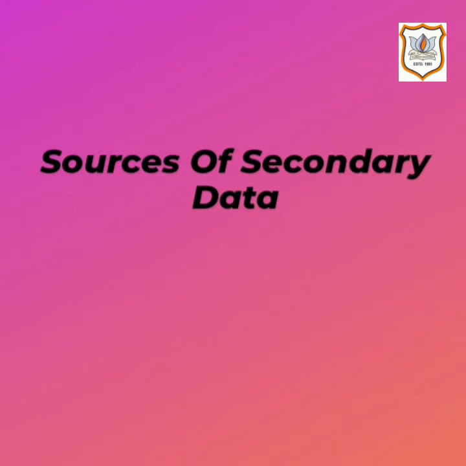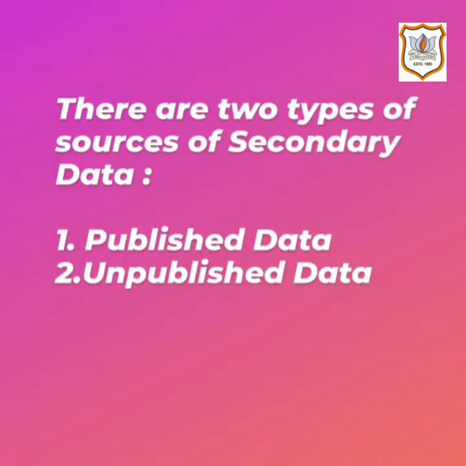In this video, let's continue our next topic of statistics of chapter 1, that is sources of secondary data. We have studied about the meaning of secondary data. When the data has been collected by others and used by the investigator, then it is known as secondary data. And there are two types of sources of secondary data. First, published data. Second, unpublished data.